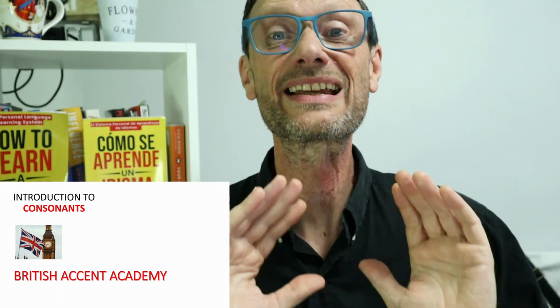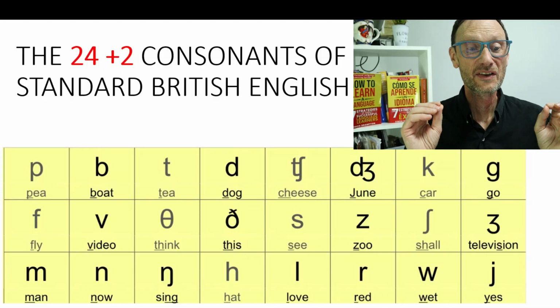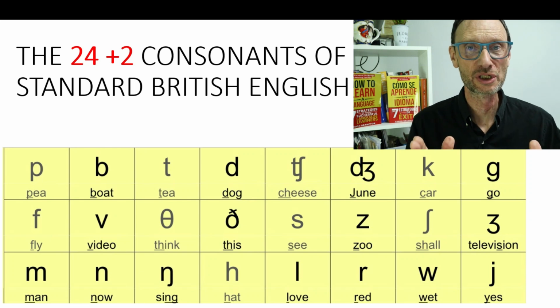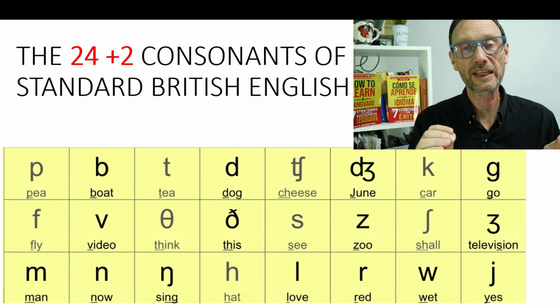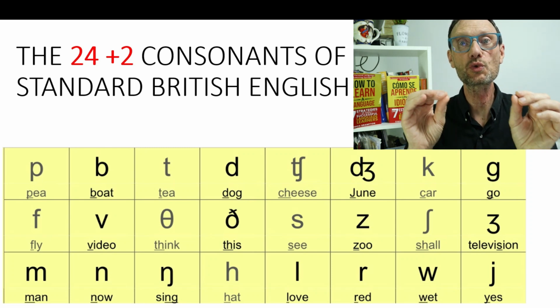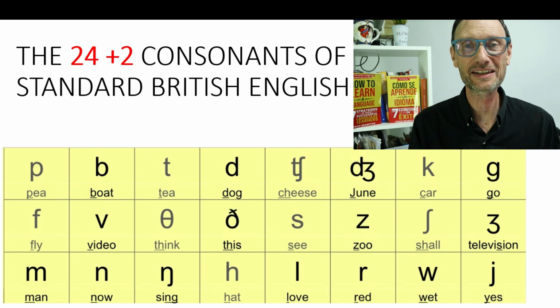In this video, I'm going to give you an introduction, an overview of consonants and how they are pronounced in British Standard English. So in this slide, we see all of the consonants in Standard British English. And normally you will hear that there are 24. What I've done is add 2 more, and we're going to discover what they are during the video.